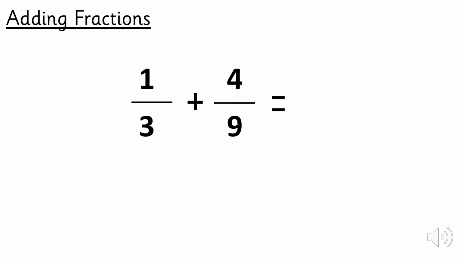Our next example, 1/3 add 4/9. Now this time I need to make my denominators the same. How do you know which number you can make your denominator? Well, it has to be a multiple of 3 and a multiple of 9. What number can 3 and 9 both fit into? Well, there's more than one number. They can both fit into number 9. They can both fit into number 27, but we always tend to choose the smaller one. So let's go for number 9.